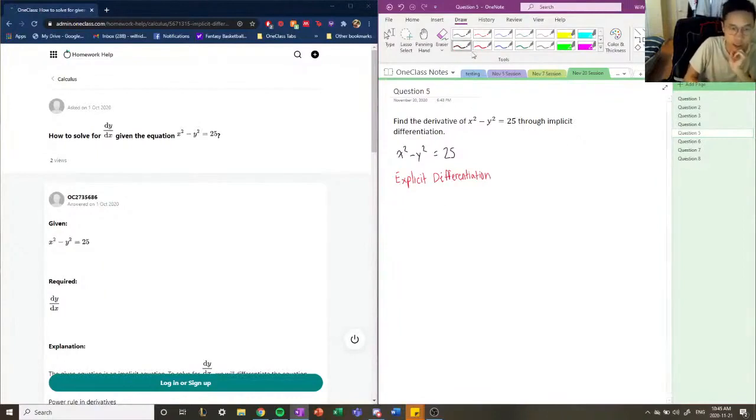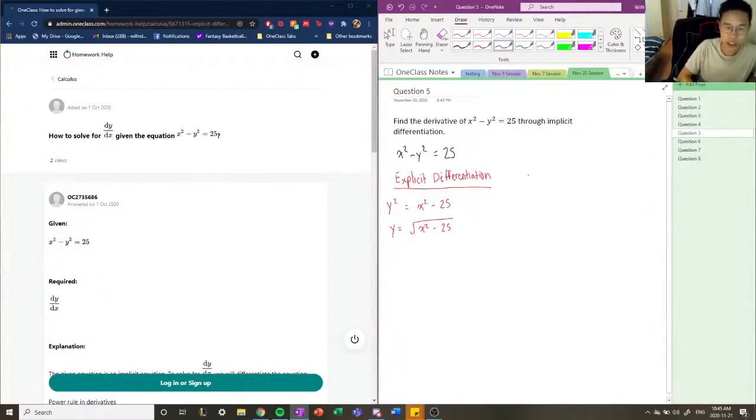So we move everything to the left except for y. So we'll have 25 minus x squared, so we'll have x squared minus 25. Okay, and then we square root everything. And we could explicitly differentiate like this, right? So we're going to do a dy over dx here.